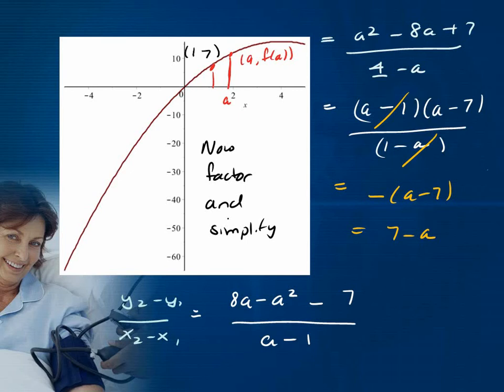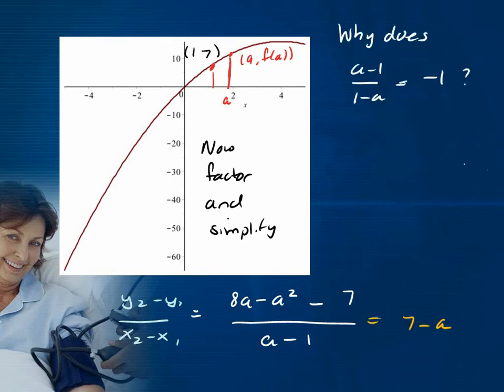They cancel. And I get minus a minus 7. What's the question? How did I know that? I know that somebody wants to ask that, so I'm asking it for you. Why does (a minus 1) over (1 minus a) equal minus 1? Well, because I can factor out the minus 1 on the 1 minus a. 1 minus a with a minus 1 on the outside is the same thing as a minus 1. So that's why they cancel out and I get a minus sign as an answer.